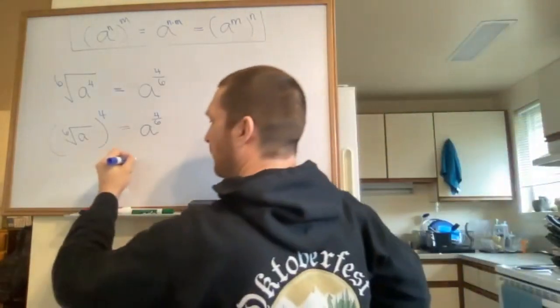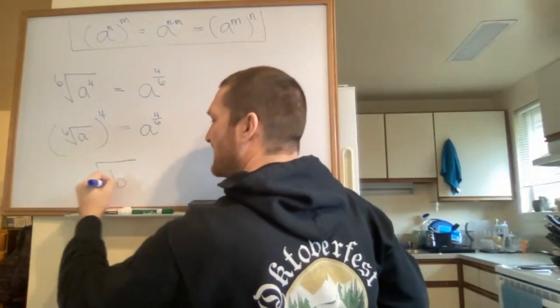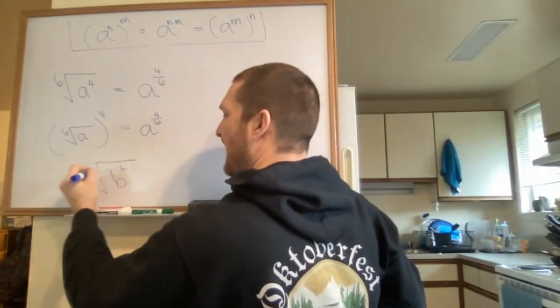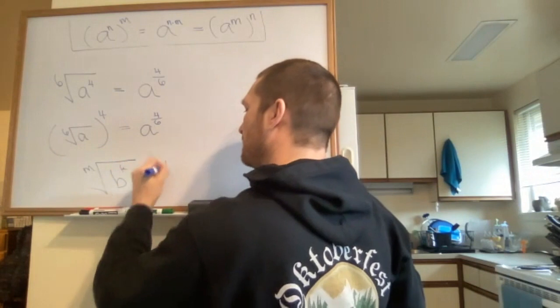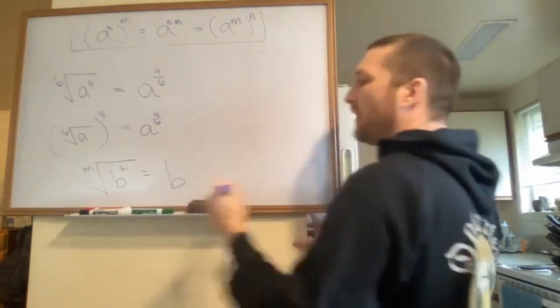So in general, if I had B and I have a K and an M, this would be B raised to what over what?